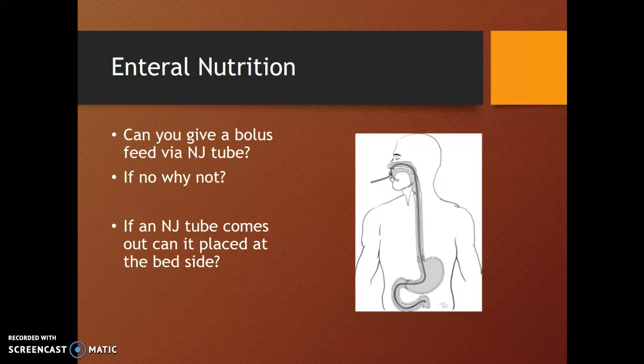Never ever would we give a large bolus of a feeding via a J tube because you can cause diarrhea or dumping syndrome. And also, if an NG tube comes out, it can be placed at the bedside, absolutely. However, they do need to have an x-ray to check the placement for that NG tube before you continue with your feeding of that.